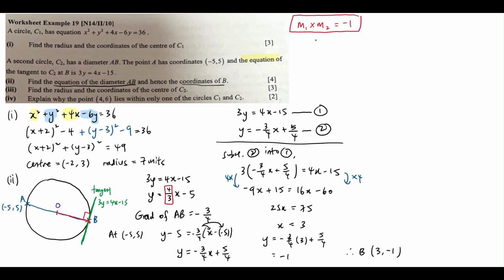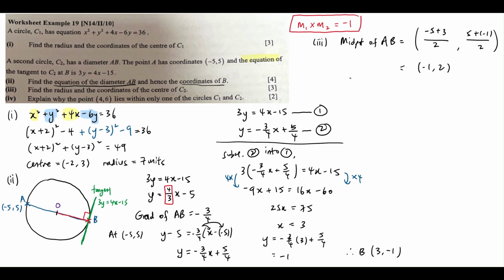Okay. Next one, part 3, find the radius and the coordinates of center of C2. Now look back at the diagram again. If I want the center, I must have the point O, which is the midpoint of AB. So let's find out the midpoint of AB. Since you already have the coordinates of A and B, finding its midpoint is simple. Just add up the two x coordinates, which is negative 5 plus 3, as well as 5 plus negative 1. There you go, you have the midpoint (negative 1, 2).